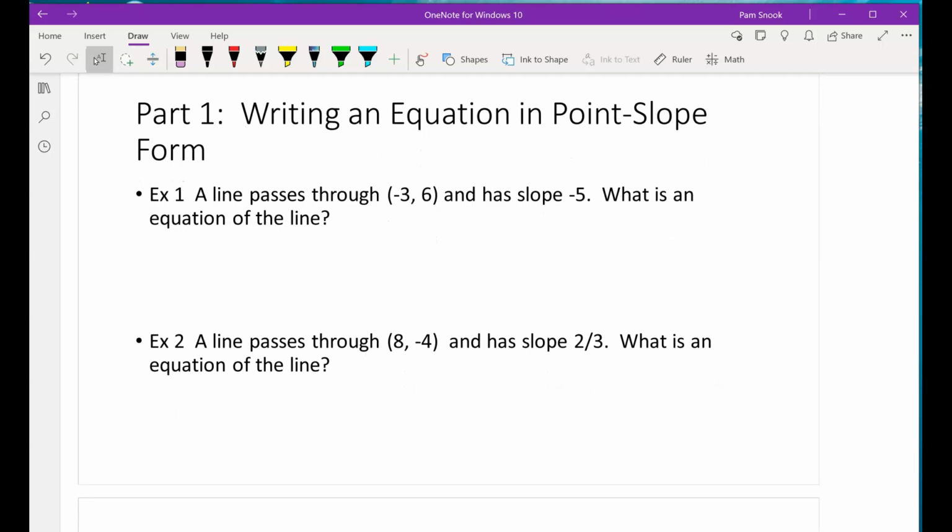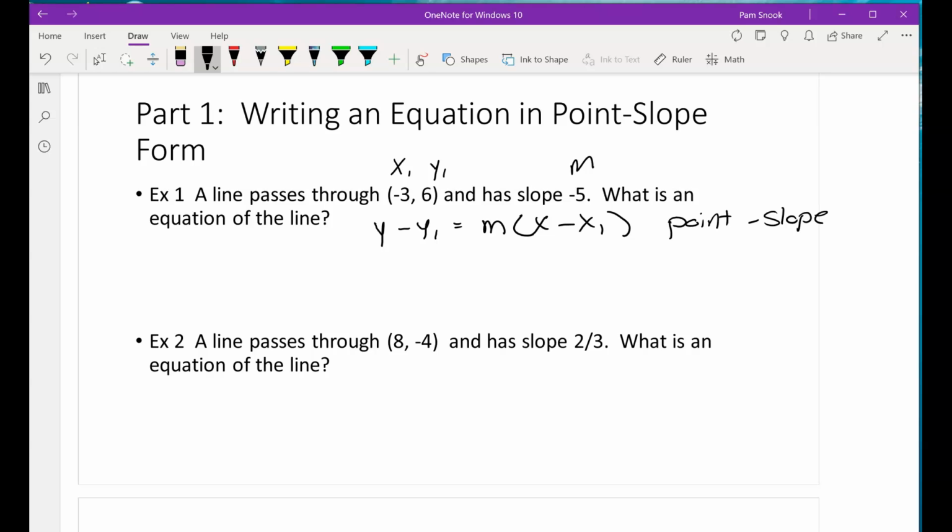We're going to write an equation in point slope form. We have a line that passes through (-3, 6) and has a slope of -5. So we have a point, x1 is -3, and y1 is 6, and m is -5. So I'm just going to plug into my equation. y minus y1 equals m times x minus x1. And this is your point slope form.